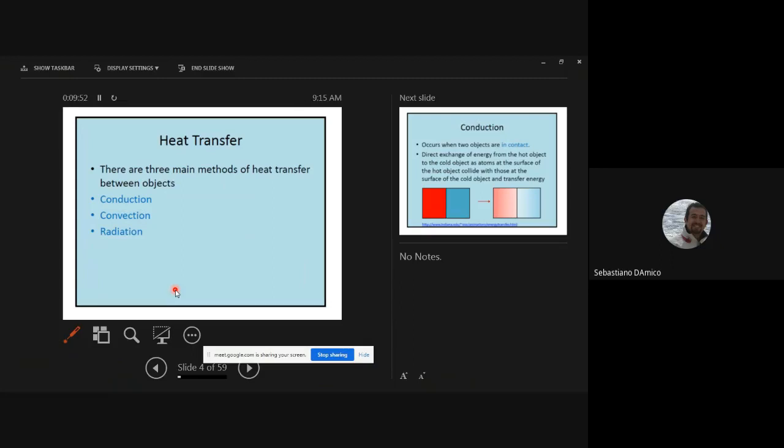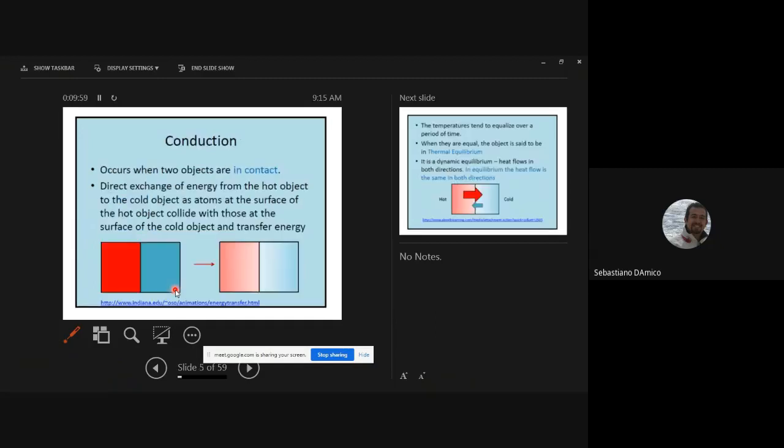Okay, let's start with the first one. Let's talk about conduction. We don't have conduction if we don't have two objects and we place them in contact. That's what happens, right? Even in this cold weather, if we have a warm mug and our hands are kind of cold, and the mug is full of tea, coffee, chocolate, whatever we like, we have direct contact, so we can feel that transfer of heat from one object to another. So we have this direct exchange of energy from the hot object to the cold object.